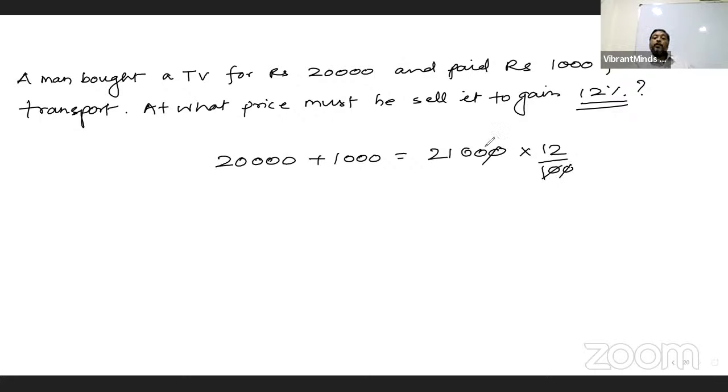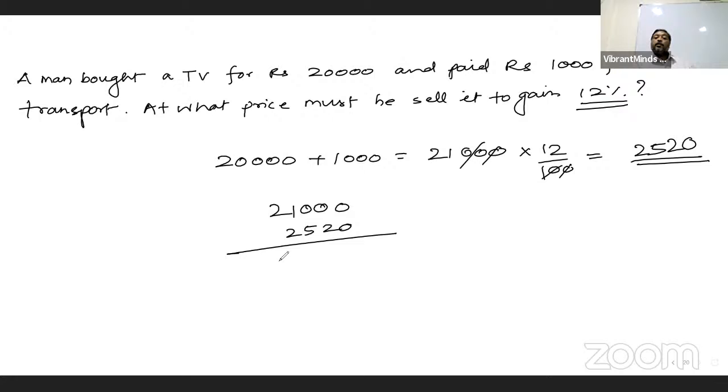12%. 12 ones are 12, 12 twos are 24, and 1 is 25. So he should make a profit of 2,520 over 21,000 investment. So 21,000 plus 2,520. So he must sell it for 23,520 only.